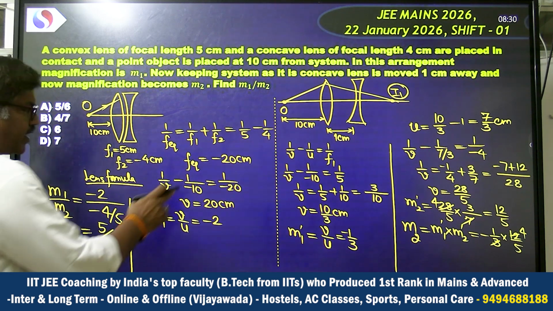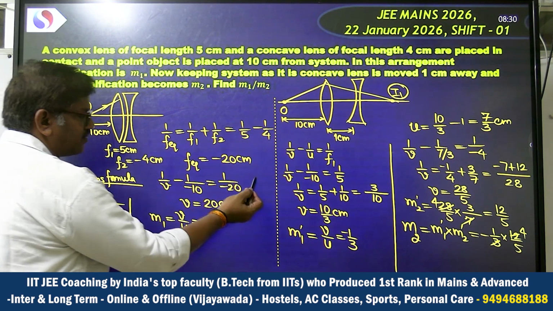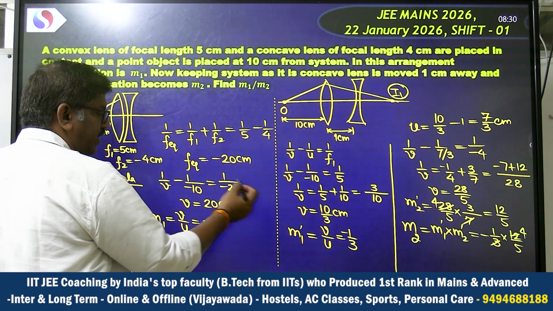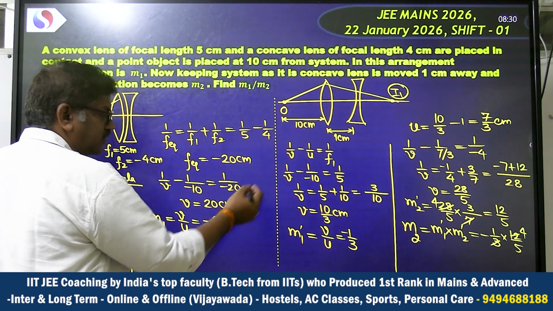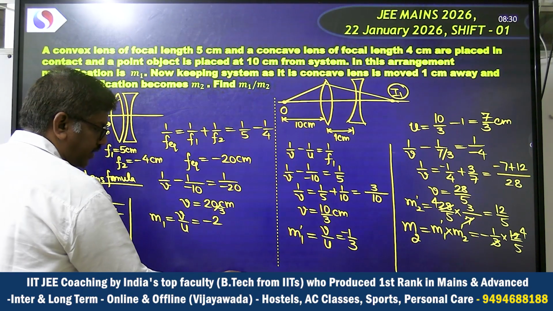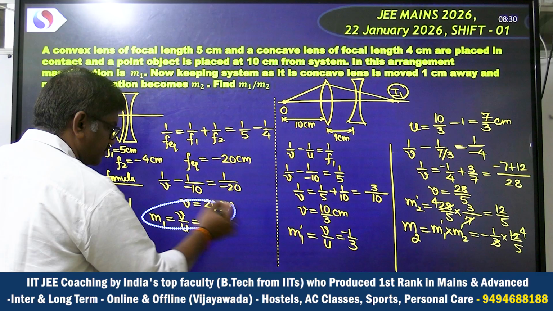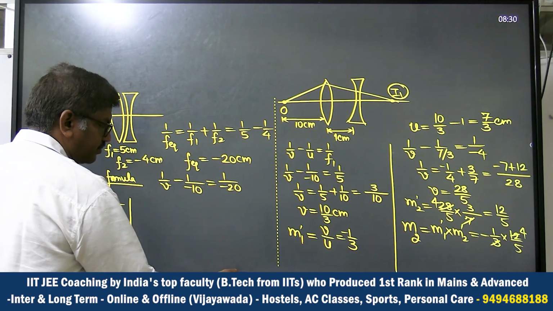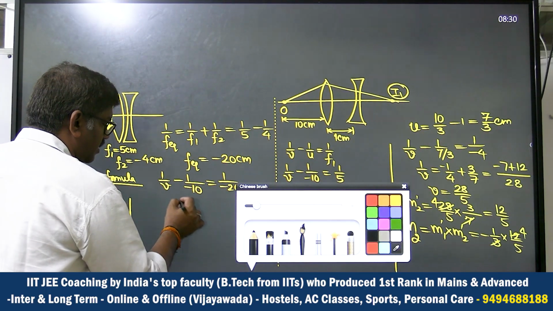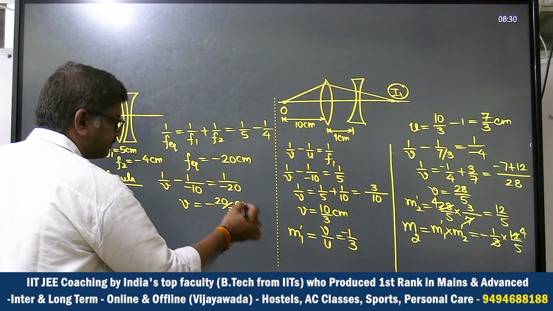Okay, here I made a mistake, because see, this is minus, so when it goes here, it is minus 1 by 20 minus 1 by 10. Minus 1 by 20 minus 1 by 10 will give you 20 by 3. Correct? So it is giving you minus 20 by 3, this calculation. V is equal to minus 20 by 3 centimeter.